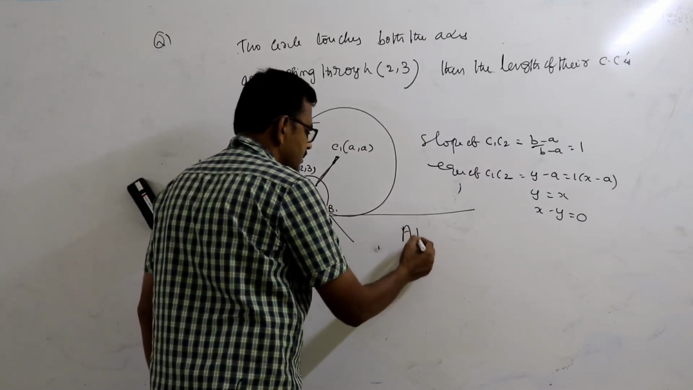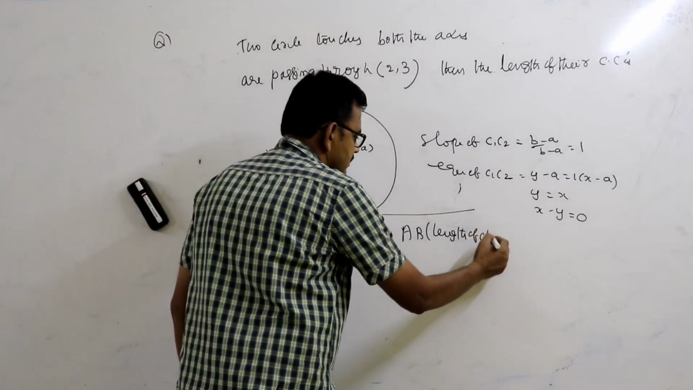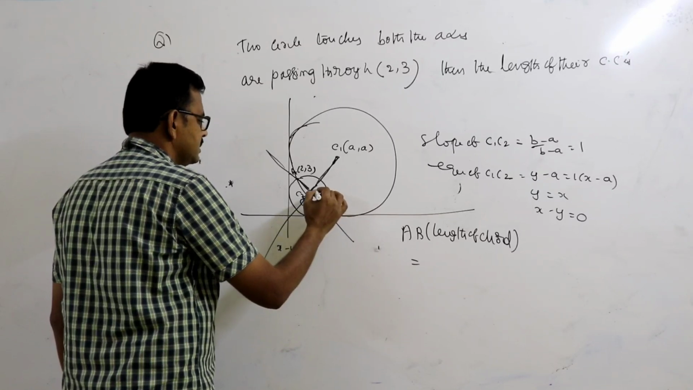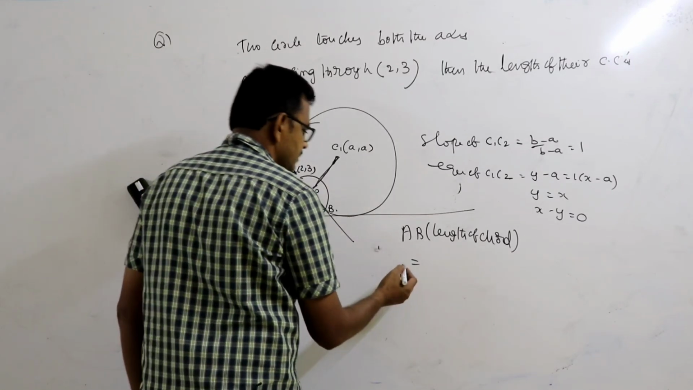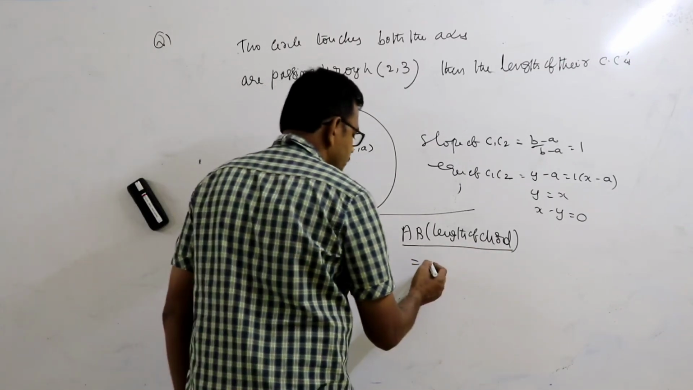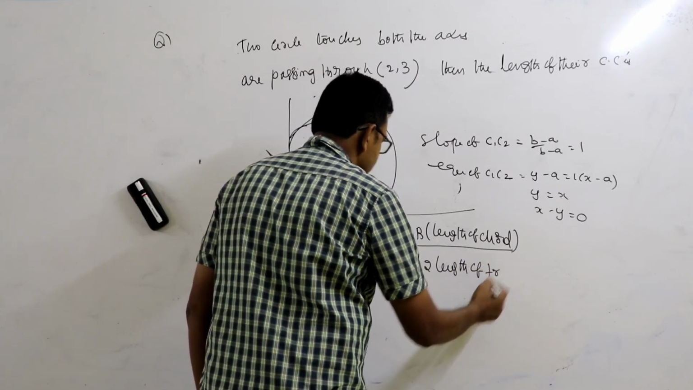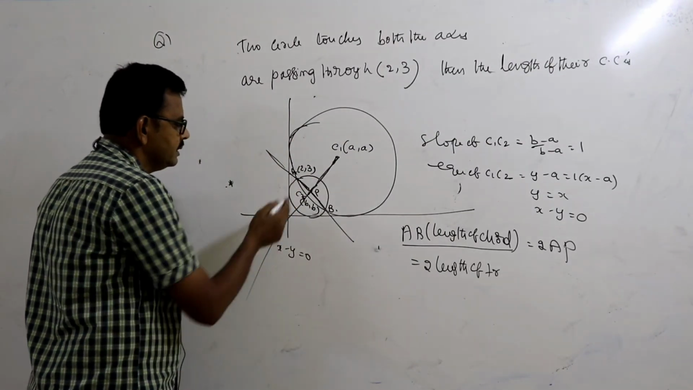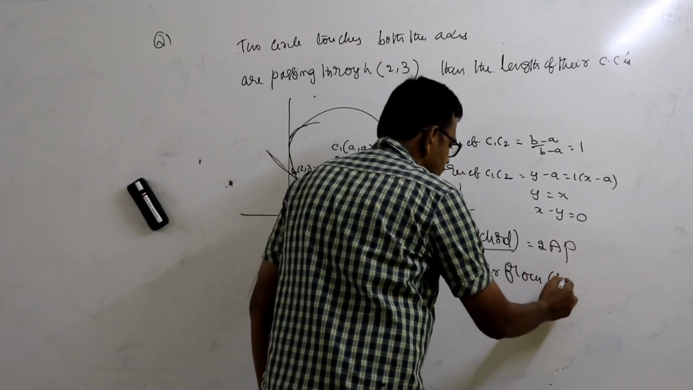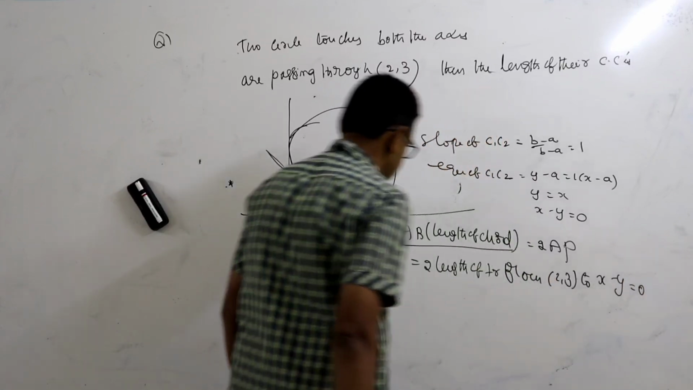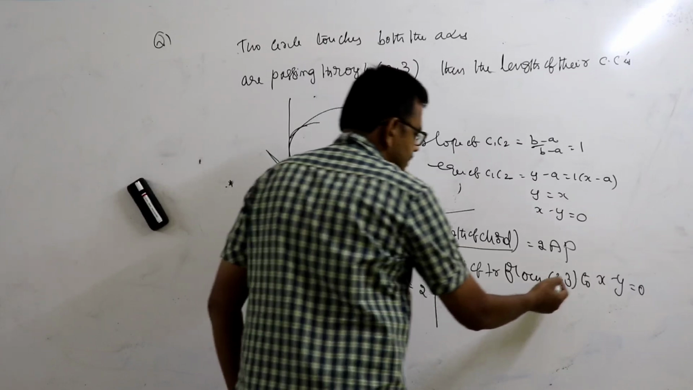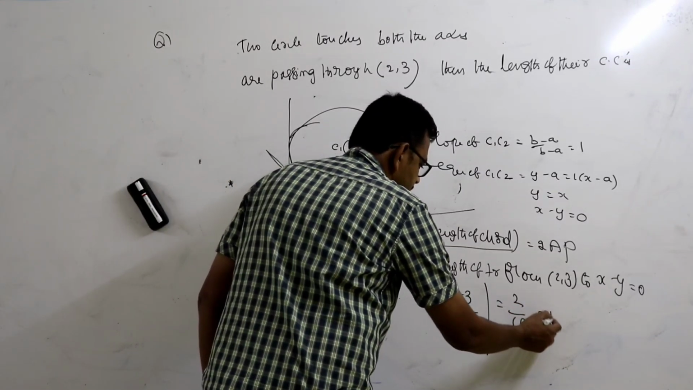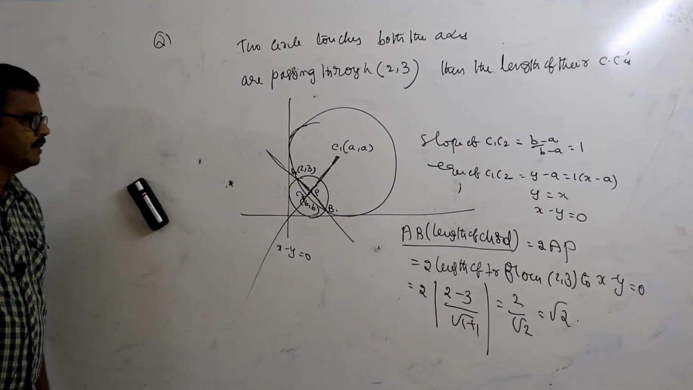So the length of the chord AB is equal to 2 times AP, where P is the point on the line. The length of the perpendicular from (2, 3) to the line x minus y equal to 0 is mod of (2 minus 3) by root of a square plus b square, that is 1 by root 2. So 2 times that is 2 by root 2, that is root 2. The length of the chord is root 2.